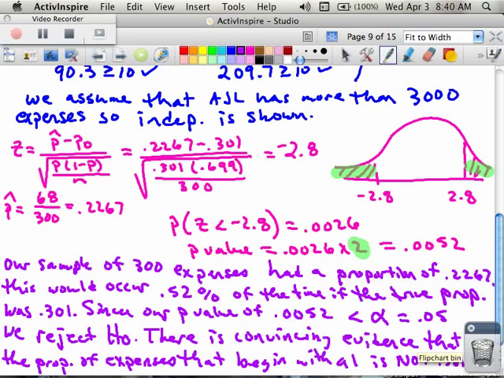And what does this mean in the context of the problem? They should do a more thorough investigation. So you should add that. I ran out of room. AJL should do a more thorough investigation. Put that in at the end.